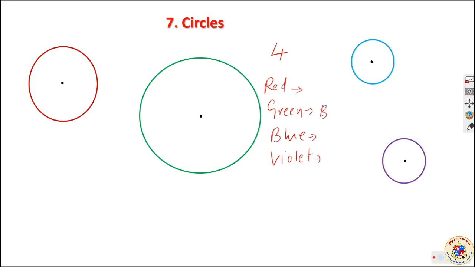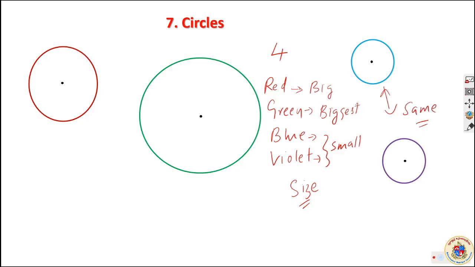You may say that green is the biggest circle in this, correct? And red is also big, but blue and violet are small. Why did I say blue and violet together? Because it looks almost same in size. Correct? That means if I ask you what is the difference between these circles, you will say that they are of different size. Correct?